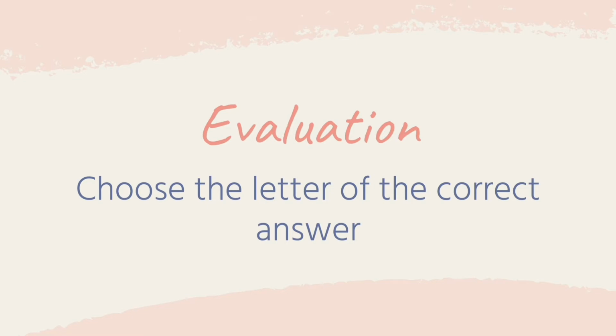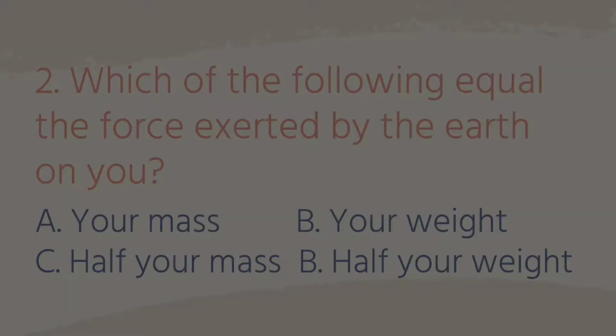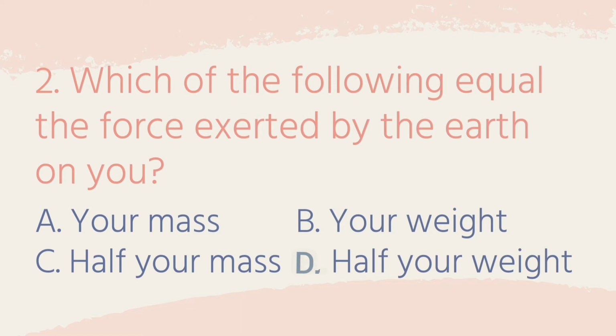Now let's move on to evaluation. Choose the letter of the correct answer. Number 1. Where is the gravitational force directed as you stand on the floor? A. Upward, B. Forward, C. Backward, D. Downward. Number 2. Which of the following equal to the force exerted by the earth on you? A. Your mass, B. Your weight, C. Half your mass, D. Half your weight.